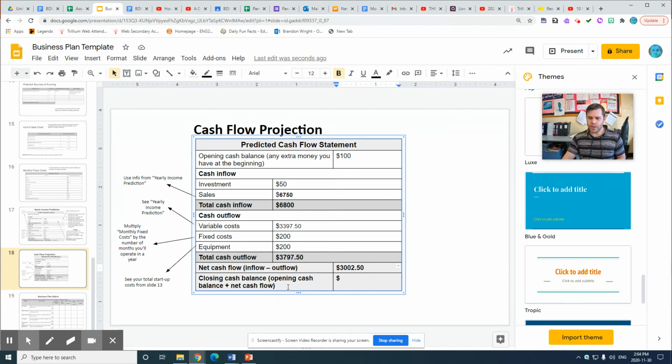And then finally, my closing cash balance, that's how much money I have at the moment, plus my net cash flow. That is 3,152.50.